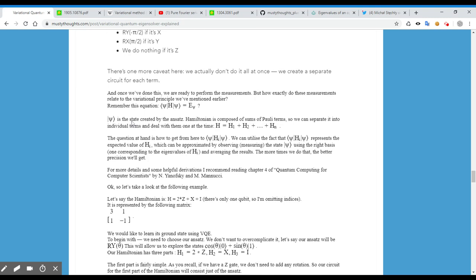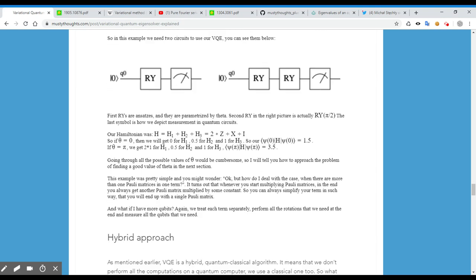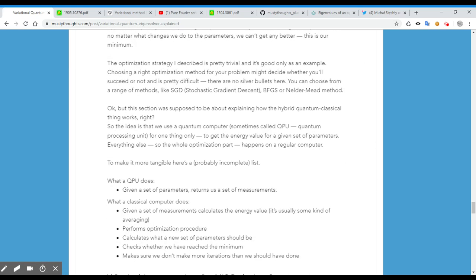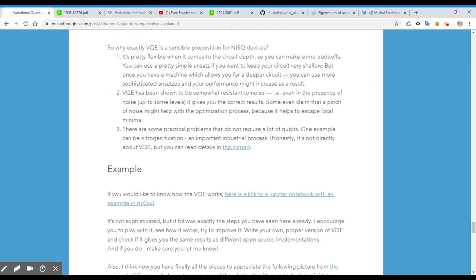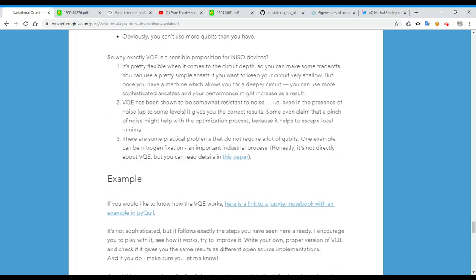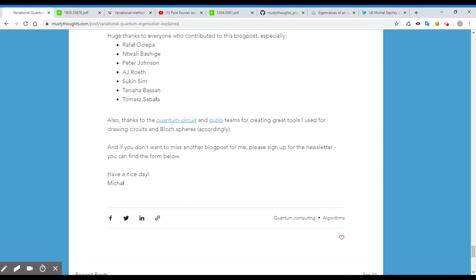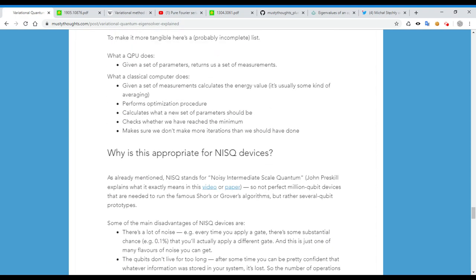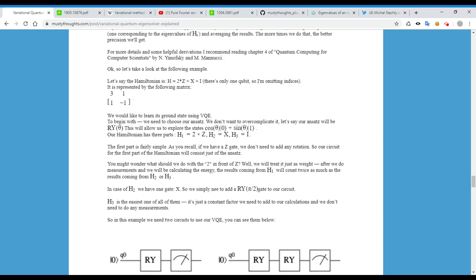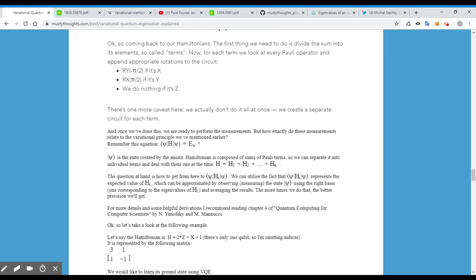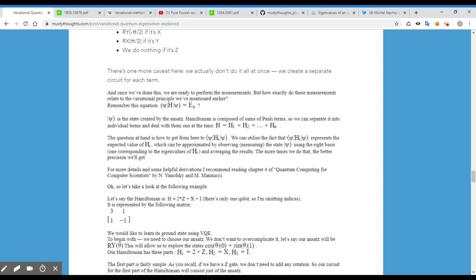Once we've done this, I'll do a hybrid approach example on these devices in another video, just to make sure this video doesn't get too long. Once we've done this, we're ready to perform the measurements.